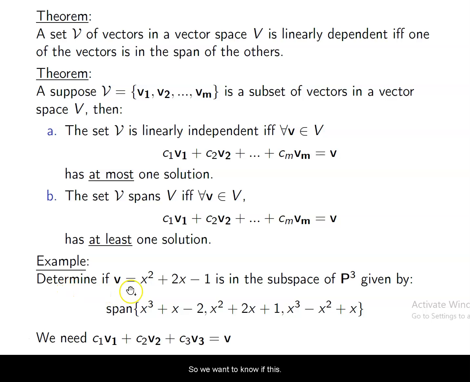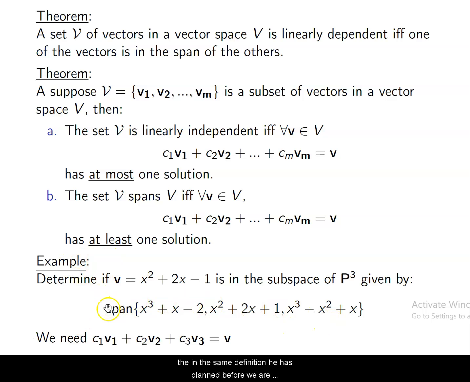So we want to know if this is inside of the subspace of P3 that is generated by the span of these three vectors. Remember, our definition of vector is different now, right? So is this vector in the span of these three vectors? What we would need is some constant multiple of the first vector plus some constant multiple of the second vector plus some constant multiple of the third vector to equal my vector. That's what it means to be in the span.